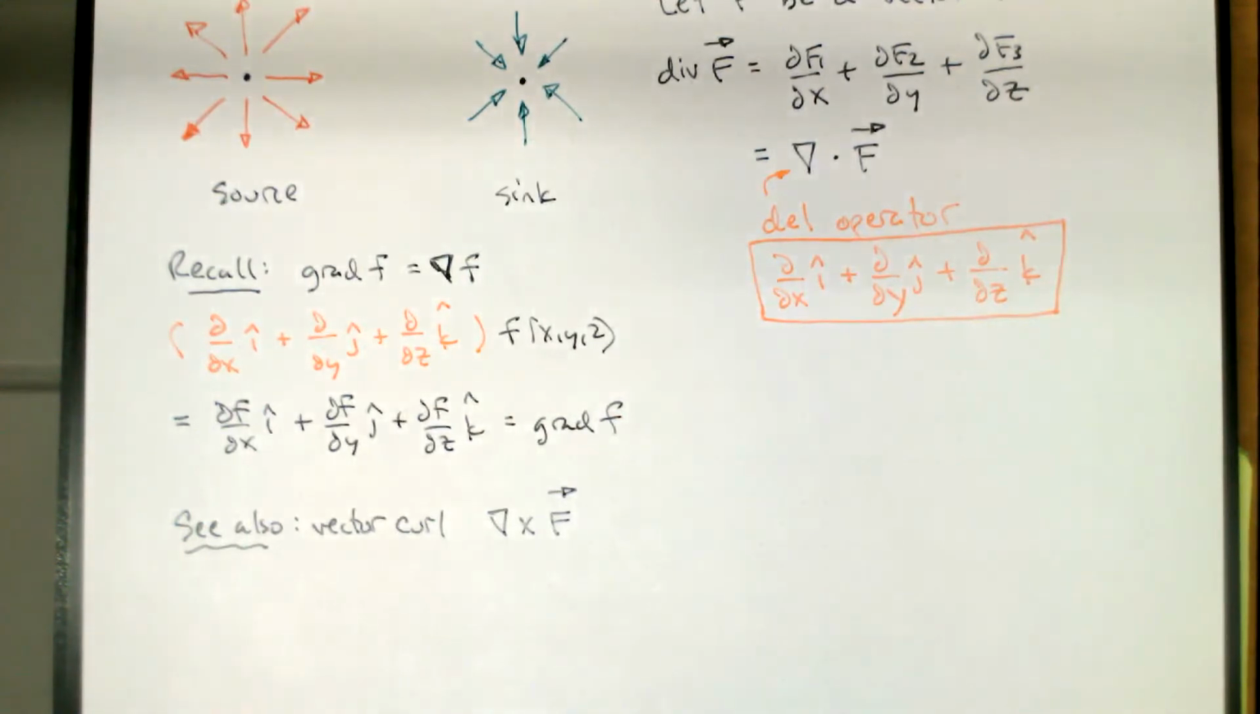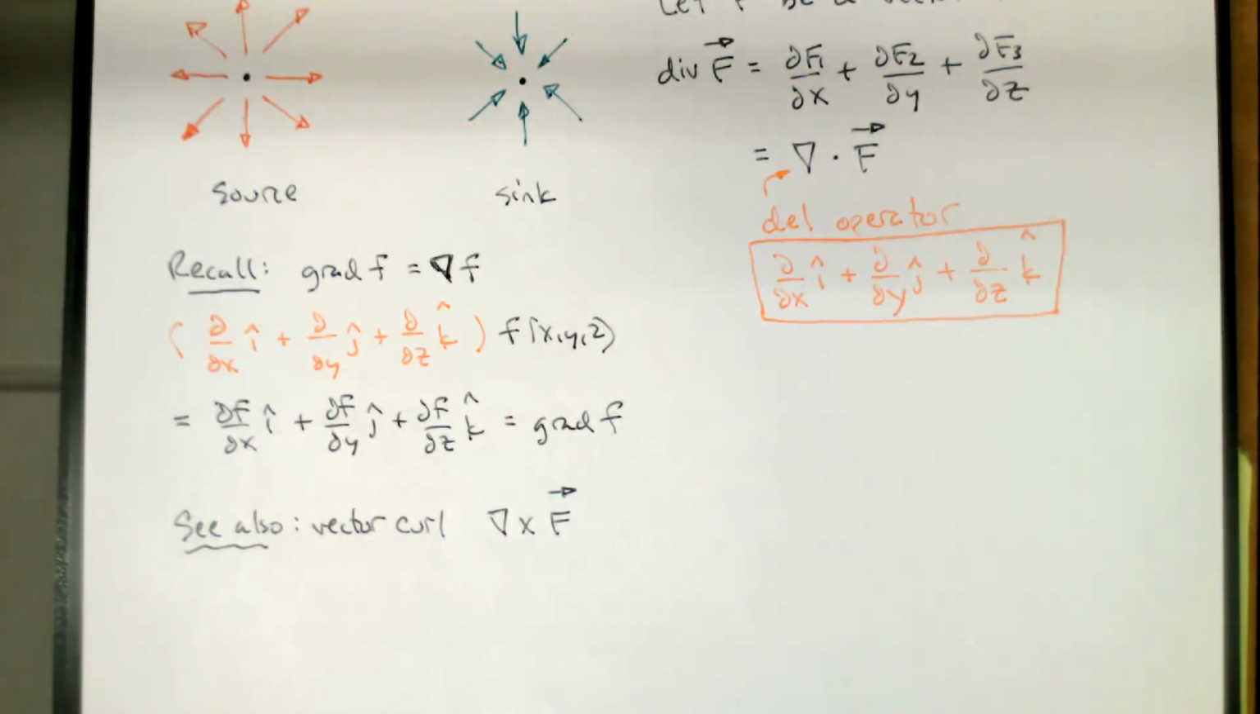So we take this del operator, which is a vector, and we can apply it to a scalar function of three variables. That gives us the gradient result. So we apply the del operator to a scalar function, we end up with a vector, and that would be the gradient vector. We take the del operator and form the dot product with the vector field, and we get the divergence of a vector field.